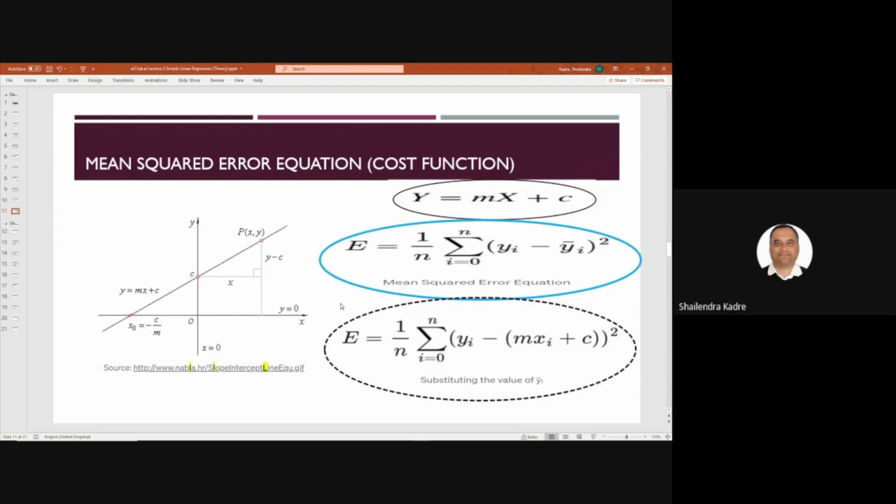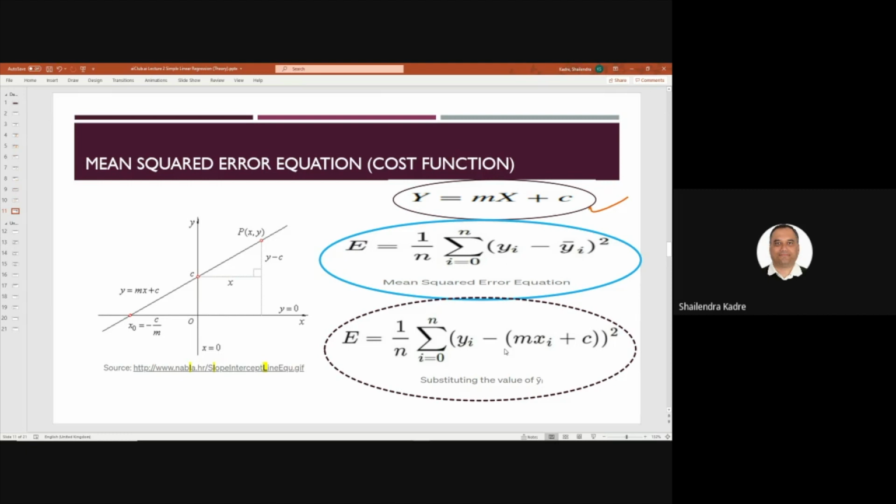So simple, again the same equation in a more confusing way. The equation on the top is the y is equal to mx plus c equation. You see this is simply our model equation. Error term I have not put. Then what is our mean squared error? Mean squared error is a very important concept in regression. So in mean squared error, yi is our actual, and y hat is, I'm substituting the value.